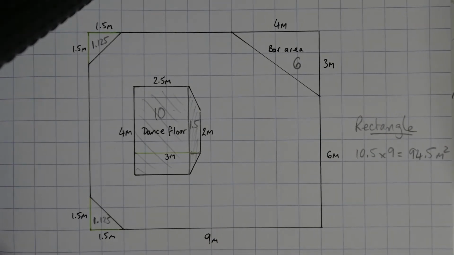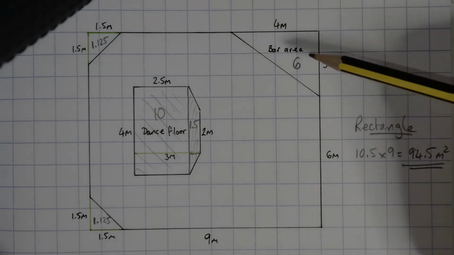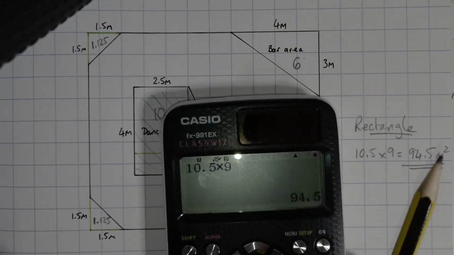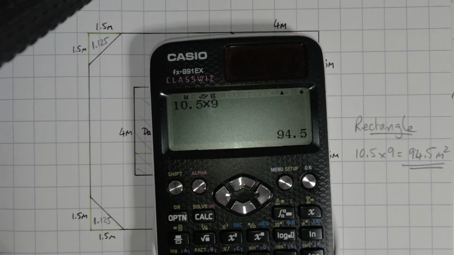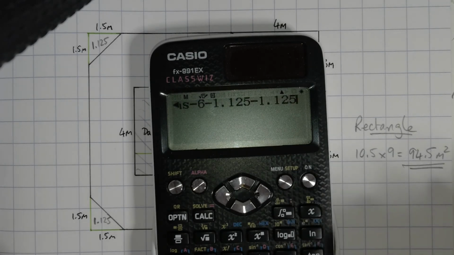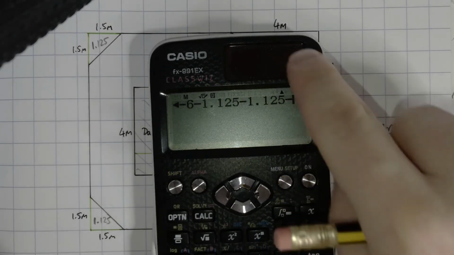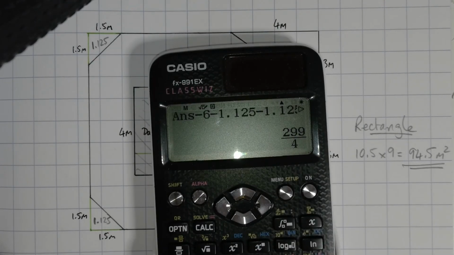I'm finally in a position then to work out the area of the restaurant that needs to be carpeted, because I know the total area of the entire rectangle, and I know all the bits that I've got to remove. So let's just do that carefully, one stage at a time then. So it was 94.5. I need to take away the top triangle, which was 6. I take away the 2 side triangles, which are 1.125 each. And I also need to take away the dance floor, which is made of a 10 and a 1.5. So finally I get the answer 74.75.